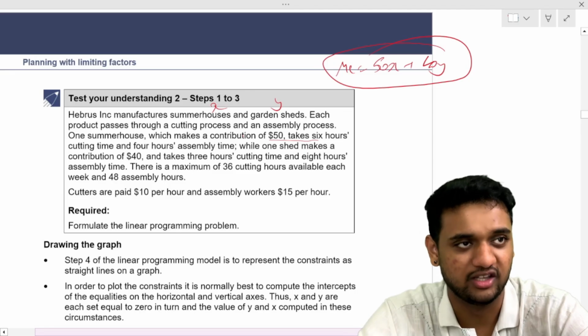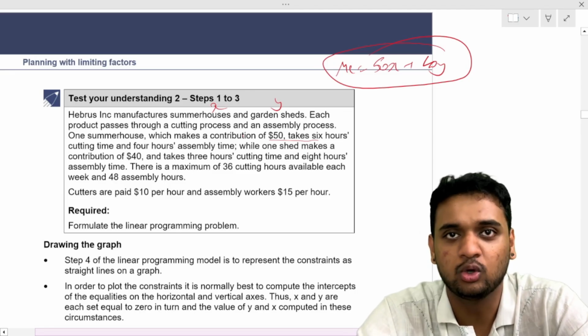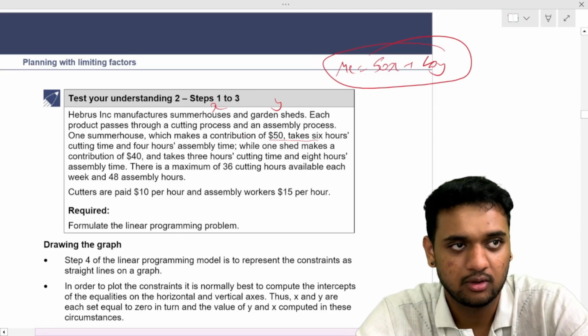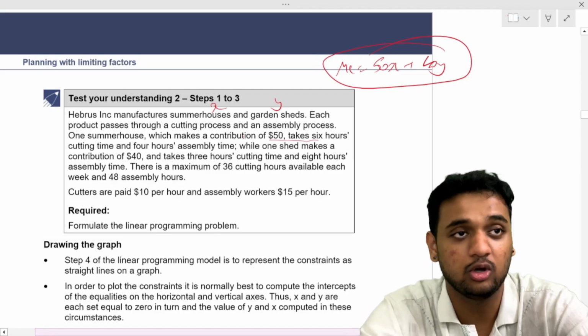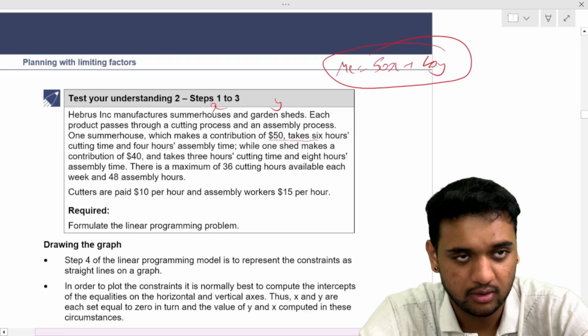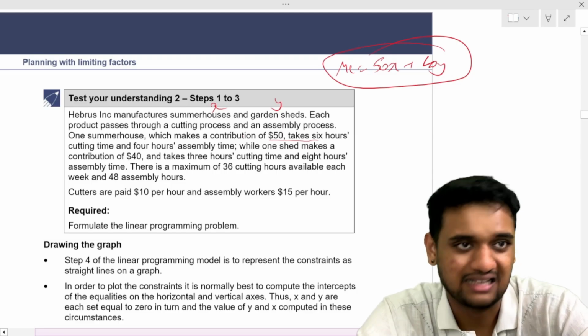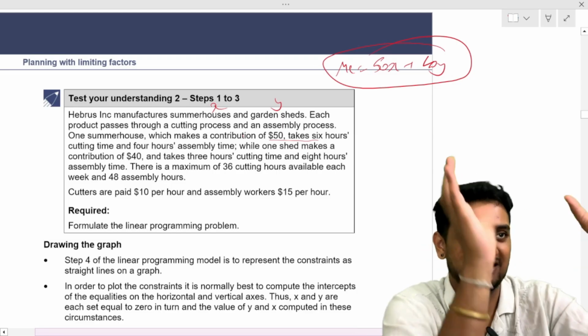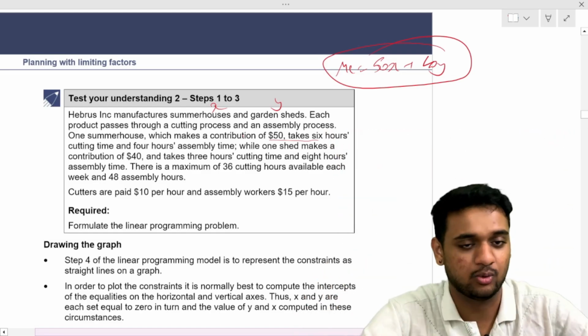However, think logically. What are the two constraints? Tell me, what are the two limiting factors here? Cutting hours and assembly hours are the limiting factors. So we have to see assembly hours in one and cutting hours in the other.